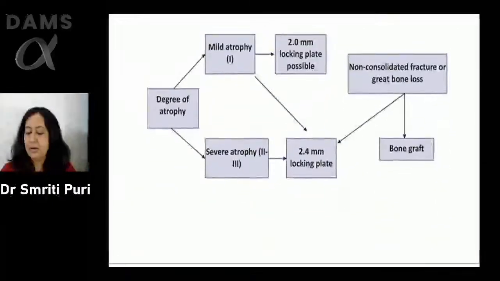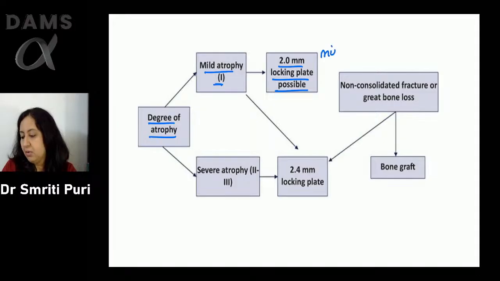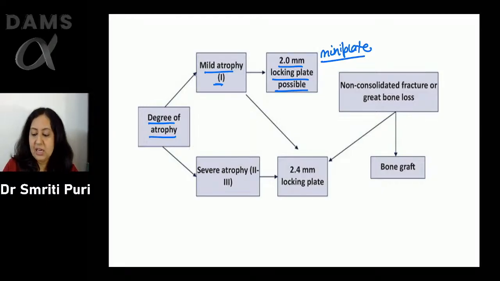Okay. Now there is this flow chart which I want you to remember. This is again taken from an article. It is not taken from any book. Depending on degree of atrophy, if there is mild atrophy, that is Lewer's class 1, you can use a 2 mm locking plate. That is a mini plate. Okay. Fine. If there is, you can also, in mild atrophy, you can also use a 2.4 mm locking plate. It depends on the clinical scenario.